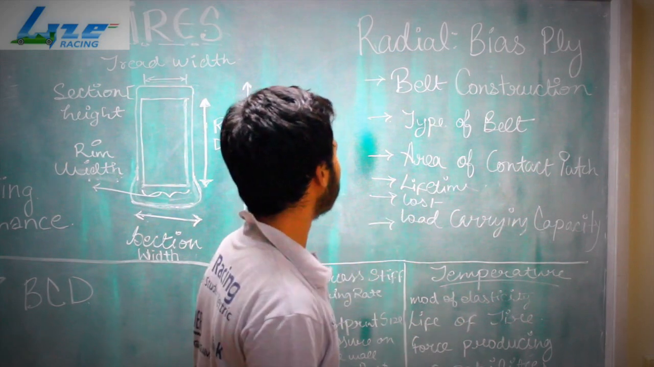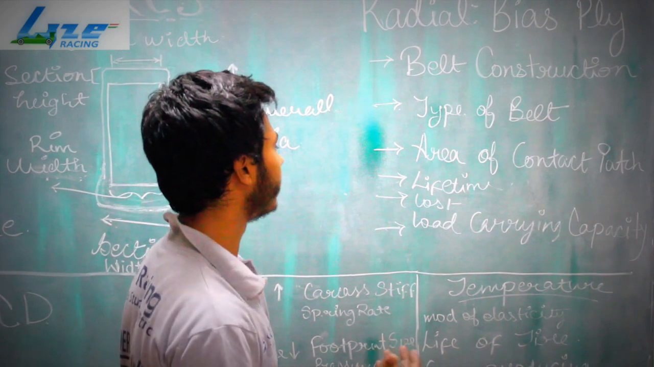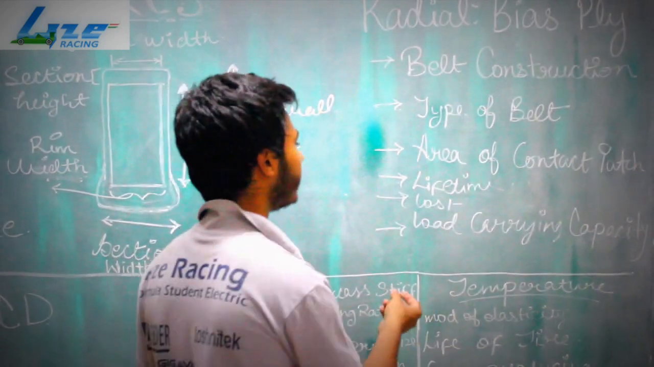Next is cost. When cost is considered, the bias ply tires are cheaper when compared to radial. Next is the load carrying capacity.